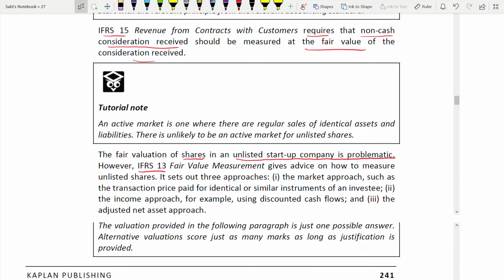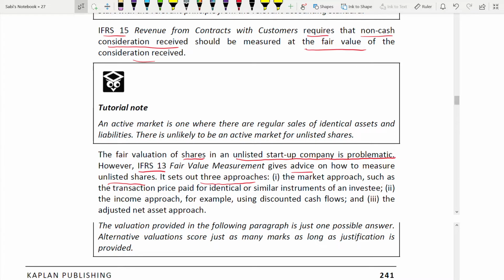So how are you going to use it? That means you have to value it now. You cannot depend on the valuation that you are given. However, IFRS 13 gives advice on how to measure unlisted shares. Yes, unlisted shares also you can measure. So the next thing you need to write in your answer, always, whenever you have to calculate fair value, which is referring to IFRS 13, that means fair value is not given to you, you have to make use of those 3 approaches, always.